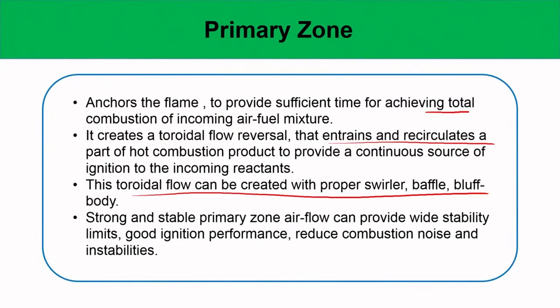But typically in aero gas turbine engines, swirlers are used, whereas bluff bodies are used in afterburners, which we will take up later. A strong and stable primary zone airflow can provide wide stability limits, good ignition performance, and reduce combustion noise and instability. So the design of the primary zone is of extreme importance. Understanding and simulating this part is basically the most important job of a combustion engineer working on an aero gas turbine engine.